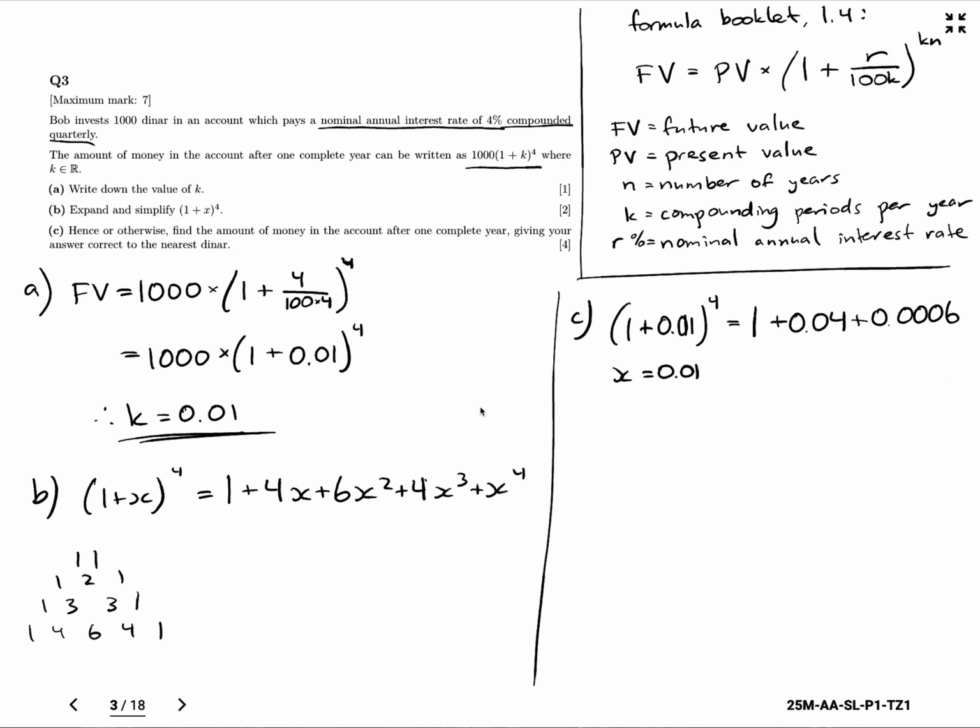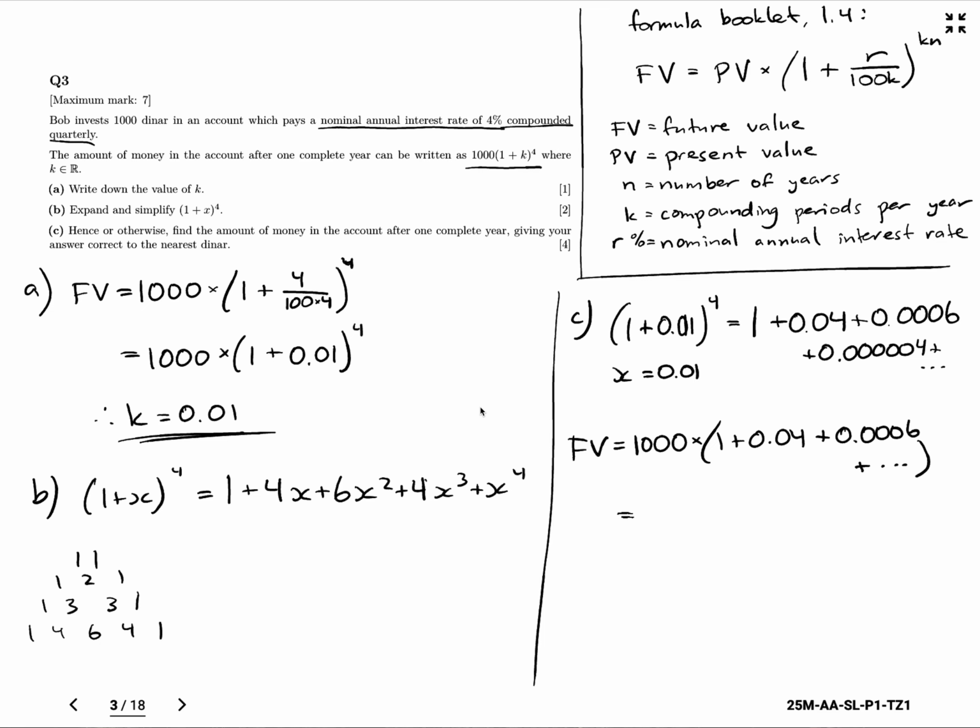And I'm not sure we need any more decimals, but the next one would be another 2 zeros and then a 4, and then there's going to be something really tiny because we're going to multiply this by 1000 to get the final value. And I don't think we're going to need that last term anyway, because we're going to round it to the nearest dinar.